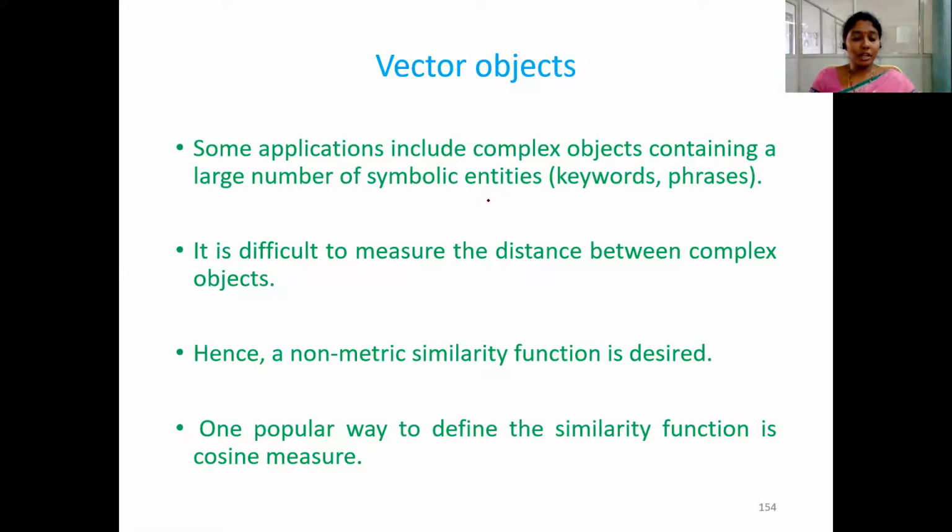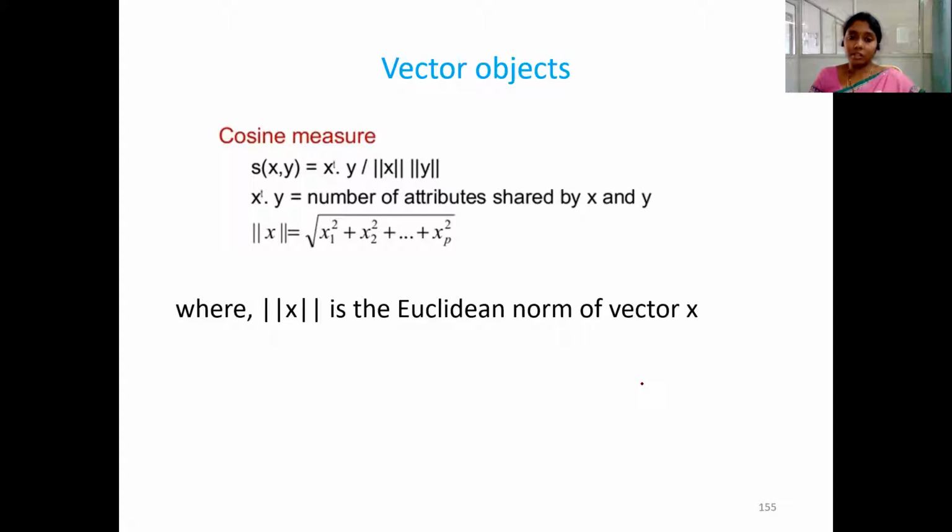Here one more thing we have, that is vector objects. This is about more complex objects. Here calculating the dissimilarity in the usual way is not possible. Since the objects are more complex, we can go with some non-metric similarity function, and the cosine measure is one of the popularly used non-metric similarity functions. The formula is given here.